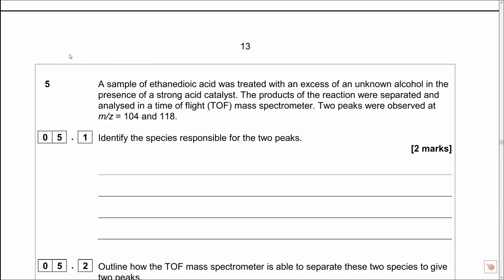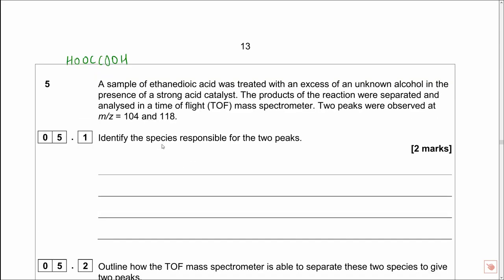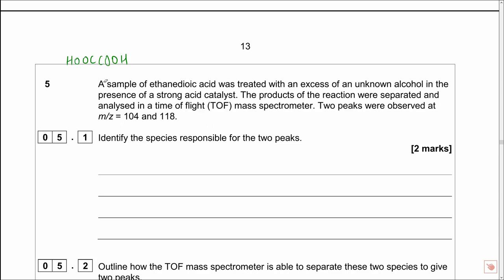Okay, so right, this question's a bit out there actually, and I think it's going to be easier drawing this out in full. So this is the ethanedioic acid molecule. It's being treated with an excess of unknown alcohol, so this is an esterification reaction really. It's unknown alcohol, strong acid catalyst, so it's going to be turned into an ester.